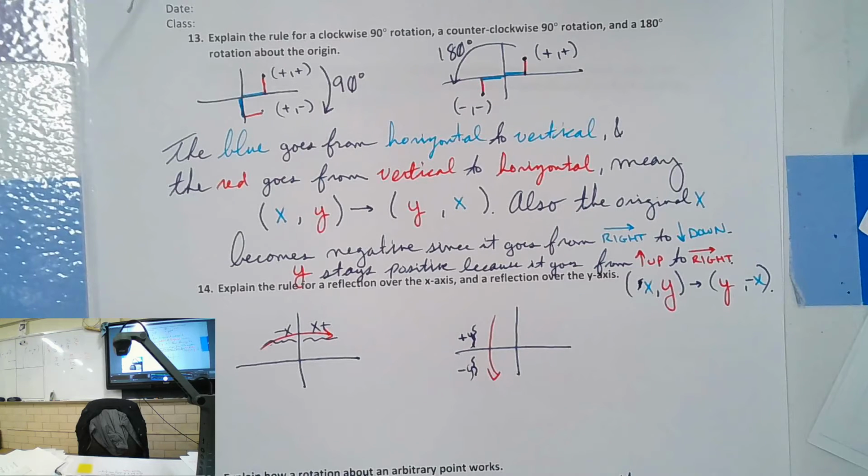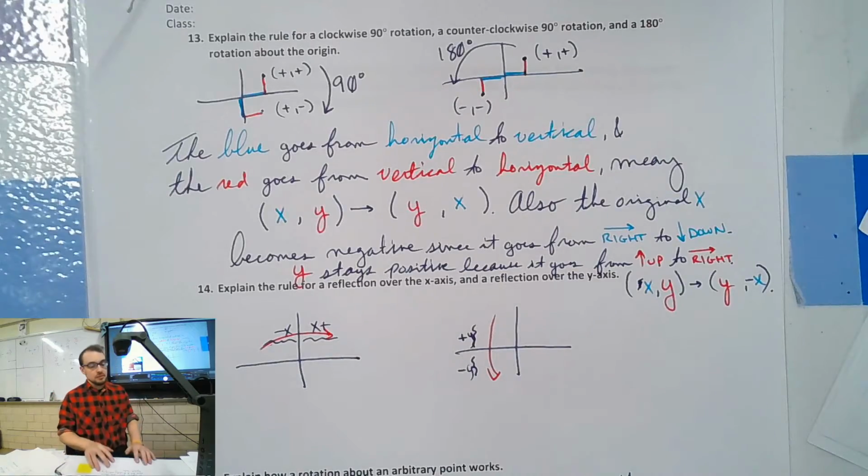For 180-degree rotation, the blue part stays horizontal. And the red part stays vertical, so X and Y don't switch. Both get negated because the blue part was originally pointing to the right, but now it's pointing left. So it went from positive to negative. The red part is pointing up, but now it's pointing down. So it went from positive to negative. So we changed both the signs. That would be my explanation.